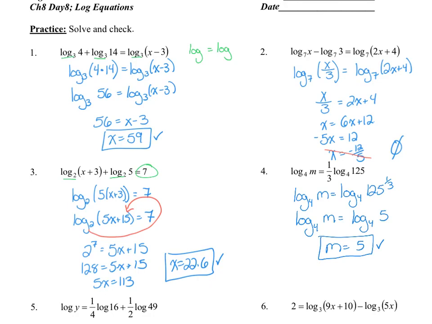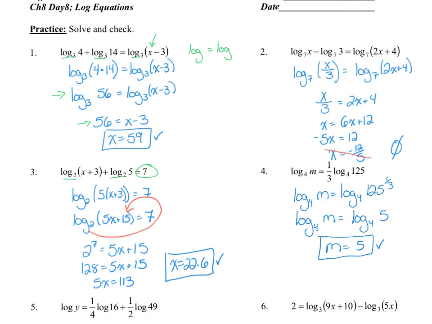So for number 1, you see addition. So that means you're going to keep one of the logs, multiply the arguments together, so 4 times 14. Once you get one log on one side and one log on the other, like we have here on this step, then you can ignore the logs, set the arguments equal to one another, and solve for x. And your final step is make sure that when you plug 59 into x in the original problem, it doesn't make that argument negative. 59 minus 3 is not going to be a negative number, so 59 works.